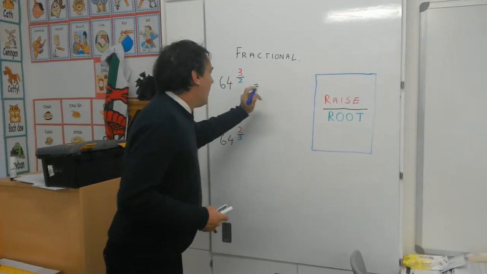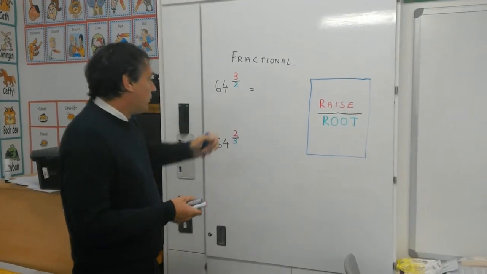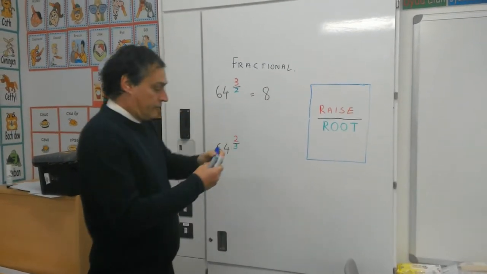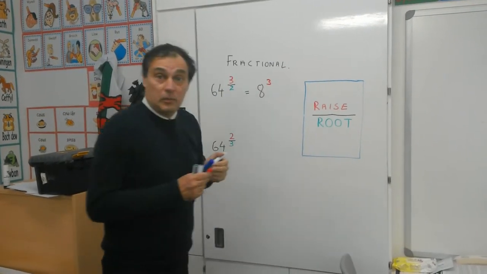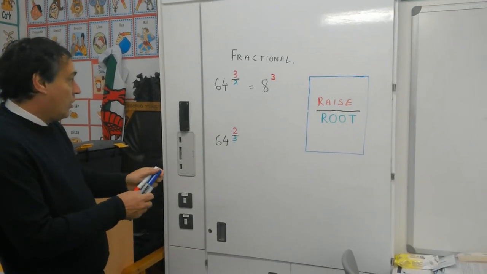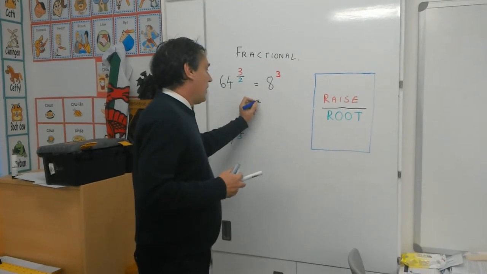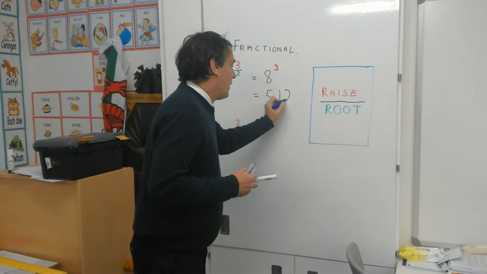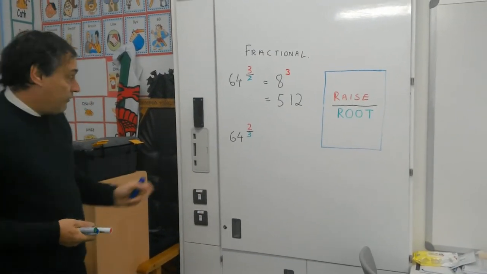So let's go first of all. The first thing we're going to do is square root this 64, and that's going to leave us with 8 cubed. Now what we've got to do with the 8 cubed is 8 times 8 times 8, which I believe is 512.